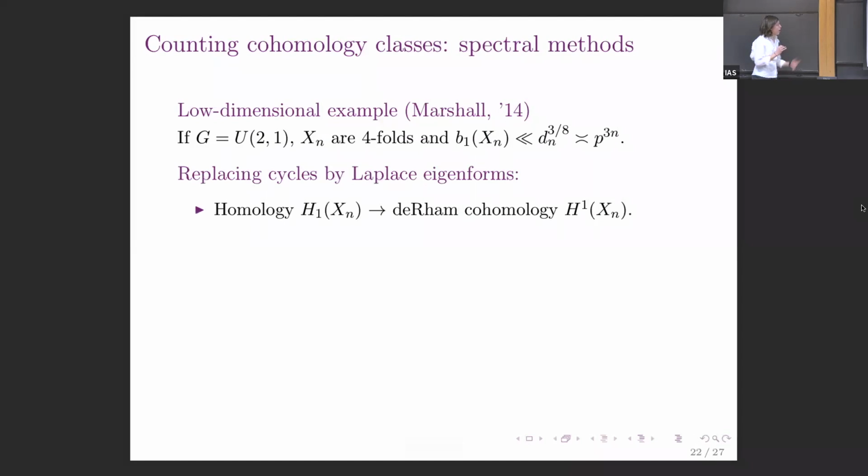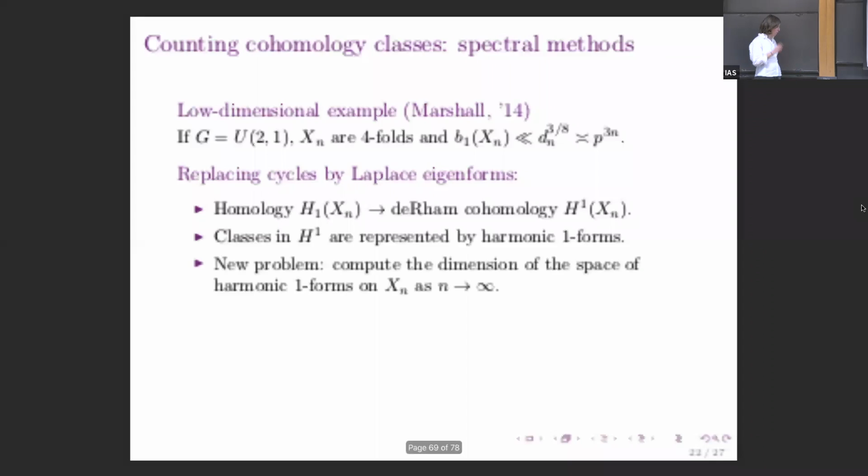Okay, how do we do it? So here comes the spectral. First, instead of working with homology, we're going to work with de Rham cohomology. So the spaces are in duality, so they have the same dimension. And really, by theorem of Hodge, classes in H1 are represented by harmonic one forms. So instead of counting loops, what I'm counting are harmonic one forms.